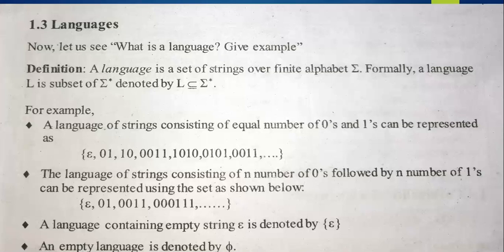Remember this. So here we have some examples. For example, a language of strings consisting of an equal number of zeros and ones can be represented as L is equal to epsilon, comma, 0 1. What is the condition? The number of 0s should be equal to the number of 1s, right? And we don't have a condition like whether 0 should come first and 1 later. We don't have such a condition over there.